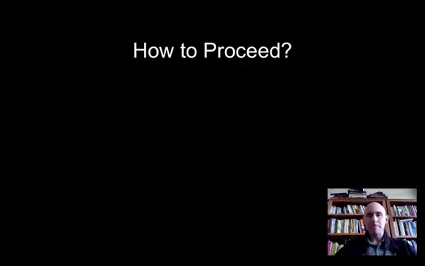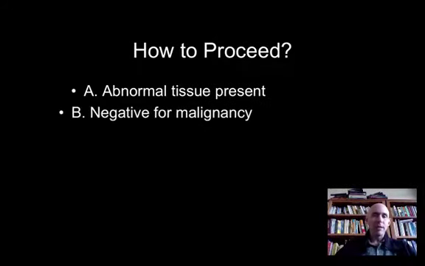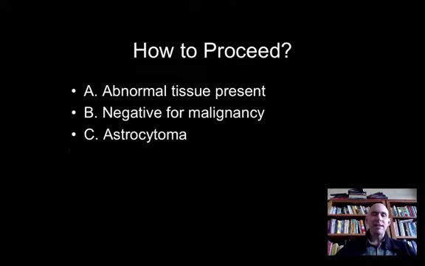It's not very cellular. You have a few capillaries coursing through the field. Surely there are some astrocytes in there somewhere, but is this normal? Is this neoplastic? What is this? How do you proceed in a case like this? Is it abnormal tissue? Negative for malignancy?